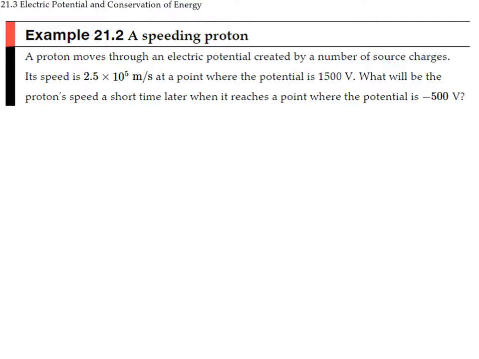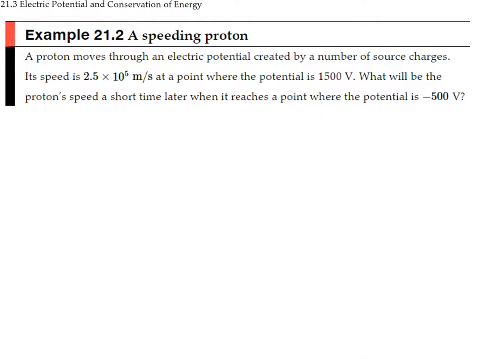This is a numerical problem. We have a proton that is moving through an electric potential that is somehow created by a bunch of charges. At some point, its speed is this number here, 2.5 times 10 to the fifth meters per second, and at that point, the potential is 1500 volts. What will be the proton speed later when it reaches a potential of minus 500 volts?